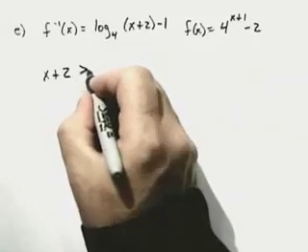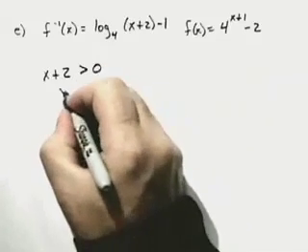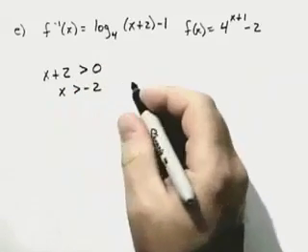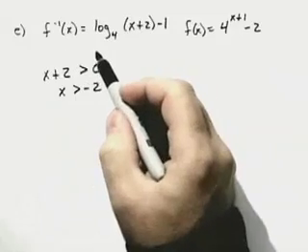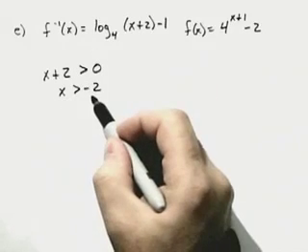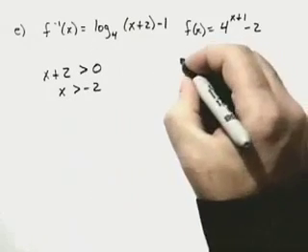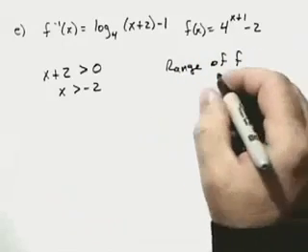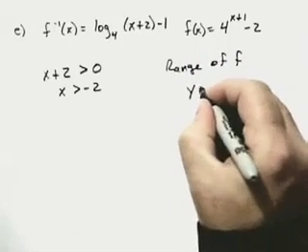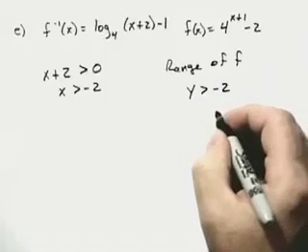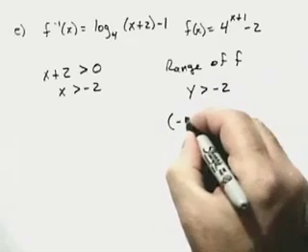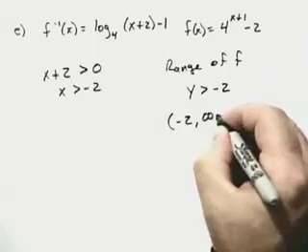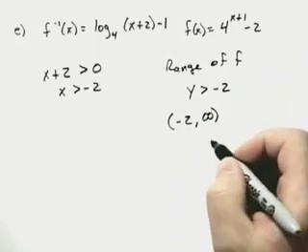Looking at this logarithmic expression, we see that the domain is a set of values such that x plus 2 is greater than 0, or x is greater than negative 2. So the domain of the inverse function is a set of values that are greater than negative 2. Therefore, we can say the range of f will be the set of values for y that are greater than negative 2. In interval notation, we'd say the range is from negative 2 to infinity in parentheses.